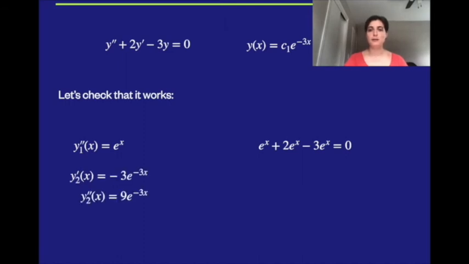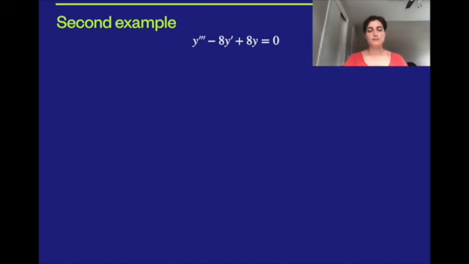For e to the minus 3x, we have to be a bit more careful calculating the derivatives. But if we plug it in, we have e to the minus 3x appearing 3 times. We don't care about that term, we just have to check that the coefficients in front sum up to 0. So we have 9 plus 2 times minus 3, that comes out to be actually 0. So yes, the thing we found is indeed a solution.